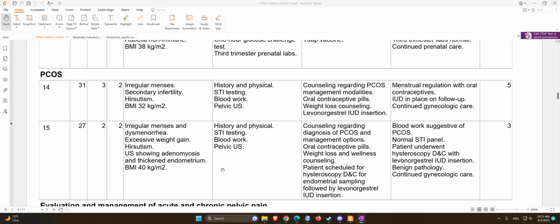For my blood work, I would order free and total testosterone, DHEAS, 17-hydroxyprogesterone, as well as a prolactin and a TSH. I would also order a fasting lipid panel, as well as a serum insulin. Although it's not recommended to perform it during the evaluation of PCOS patients at this time, I would still order an FSH and an LH as an inverted ratio is suggestive, however not diagnostic of PCOS.